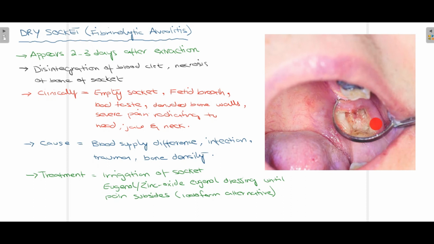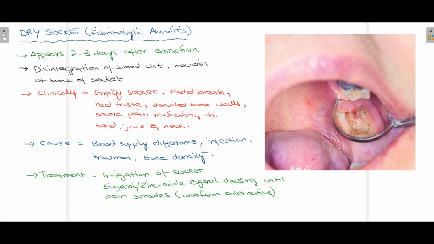Clinically, as you can see in this picture, the socket is empty, the patient has bad breath, and the patient experiences a bad taste because of accumulation of debris, and that debris sometimes gives the patient a salty bad taste. And as you can see in this clinical picture, the walls of the extraction socket are denuded, and one of the most important symptoms that the patient experiences is severe pain, and that pain radiates to the head, jaw, and neck of the patient. And that is a really severe pain that the patient presents to us.